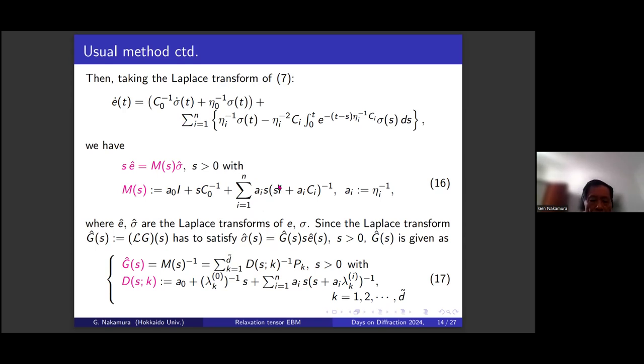Because the relaxation tensor has to satisfy some relation between σ and Ė, in the Laplace transform setting it has to satisfy this equation. This is Ĝ(s), the Laplace transform of the relaxation tensor, which has to satisfy this kind of equation. Then comparing this one with this one, you can easily see Ĝ(s) is the inverse of M(s).